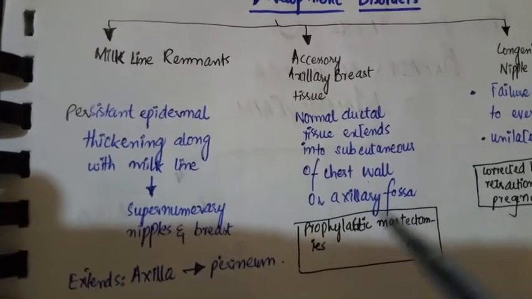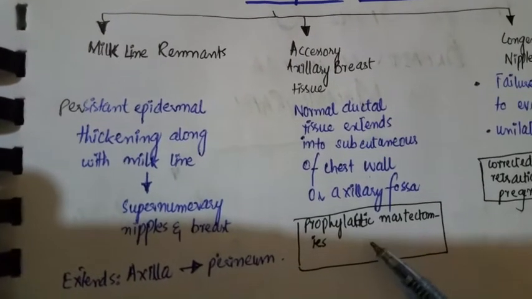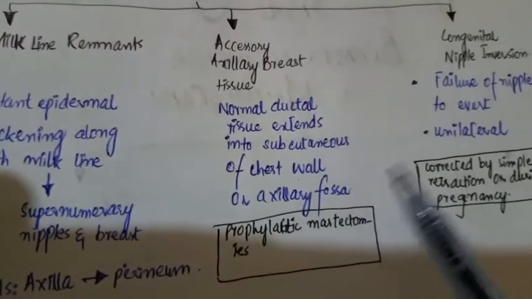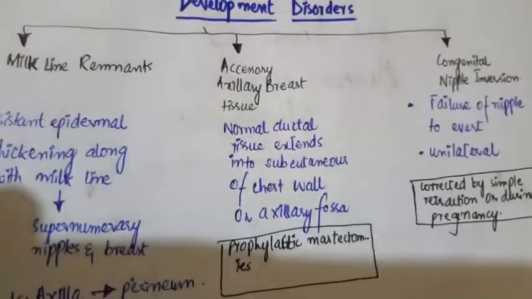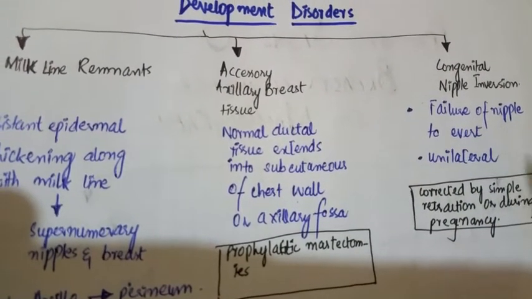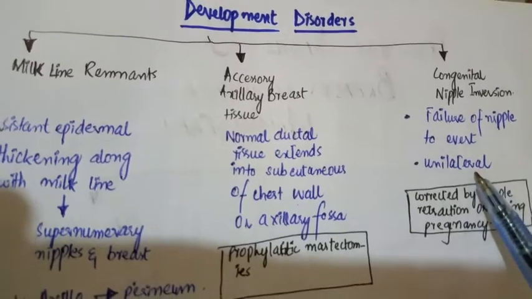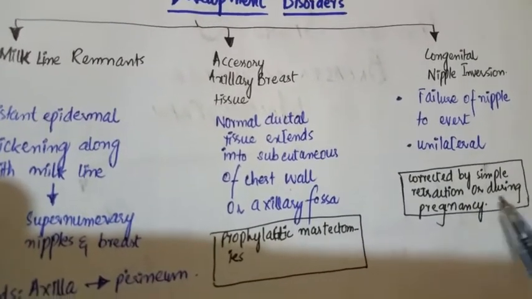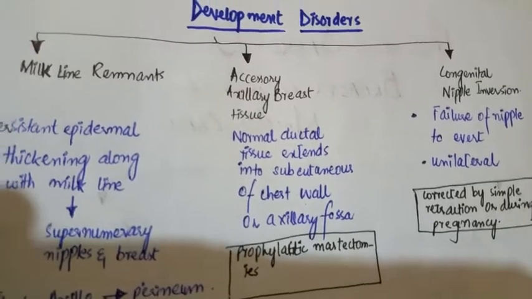The only treatment is prophylactic mastectomy. If I talk about congenital nipple inversion, in this the nipple fails to evert. Basically, it's a unilateral condition. It's only corrected by simple retraction or during pregnancy.